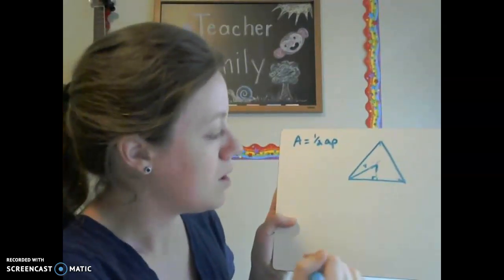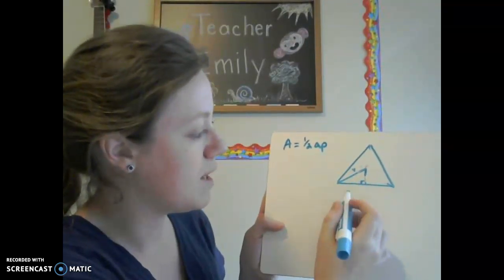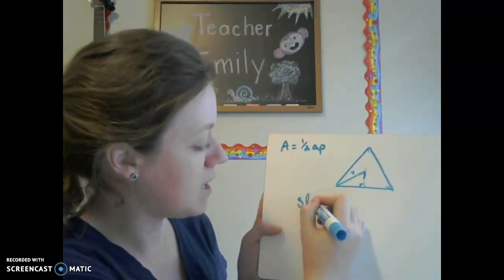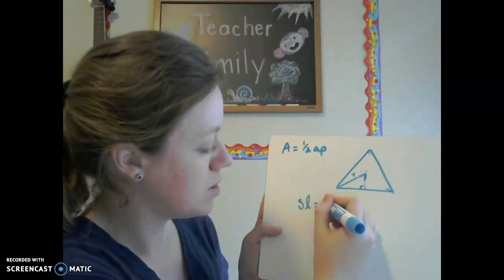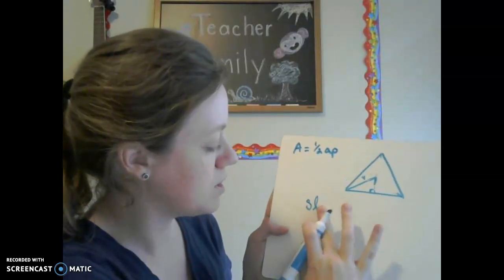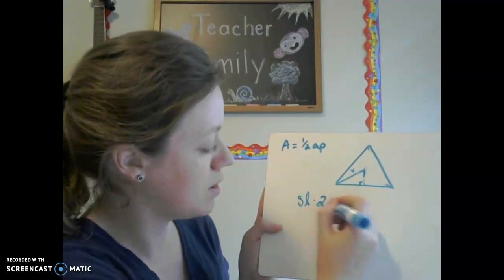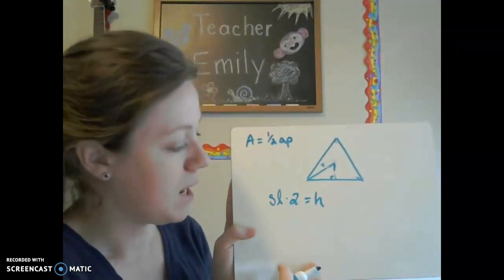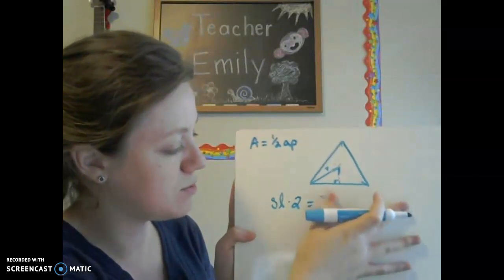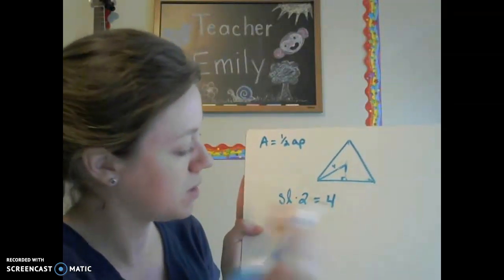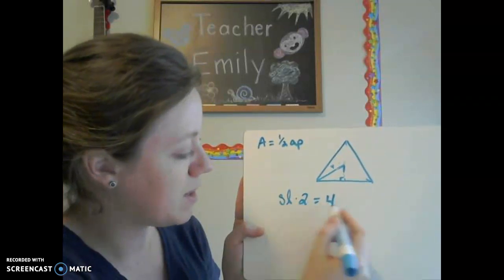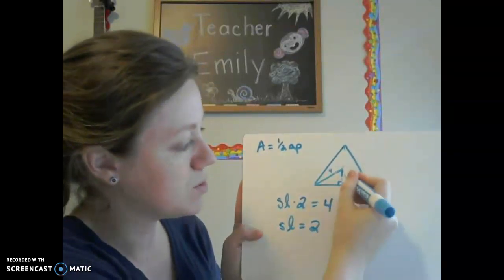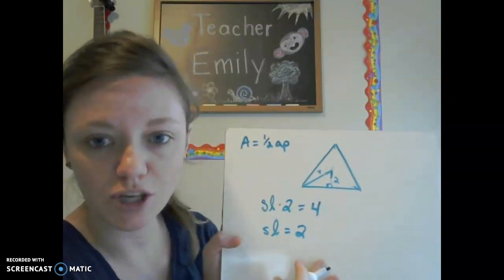I know that the hypotenuse is 2 times the short leg. So the short leg times 2 equals the hypotenuse. Okay, that's how it is. I can substitute because I know the hypotenuse is 4. So I can take 4 divided by 2 to get the short leg by itself. Short leg equals 2. So I know that this apothem is 2.